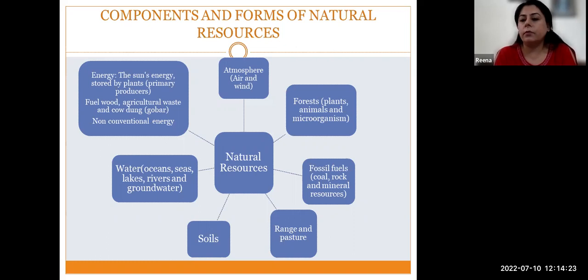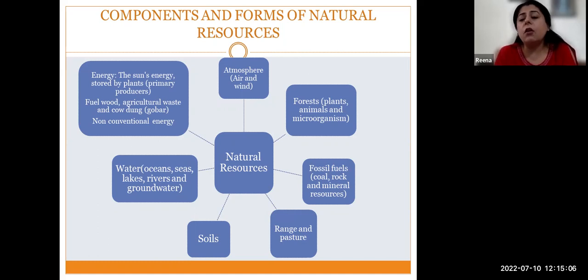as per the construction of your atmosphere ecosystem. Then you have forests, plants, animals, and microorganisms, fossil fuels. So forests, not even the microorganisms which are lying on the topsoil, even the microorganisms which are beneath the dead matter, which are beneath the topsoil, they are also part of forest only. Then fossil fuels, rocks, coal, mineral reserves, oil reserves. Then energy, the sun's energy stored by plants, fuel wood, agriculture wood, non-conventional energy. All these kinds of energy resources are also part of the natural resource system. Then water, ocean, seas, lakes, river, groundwater, soil.